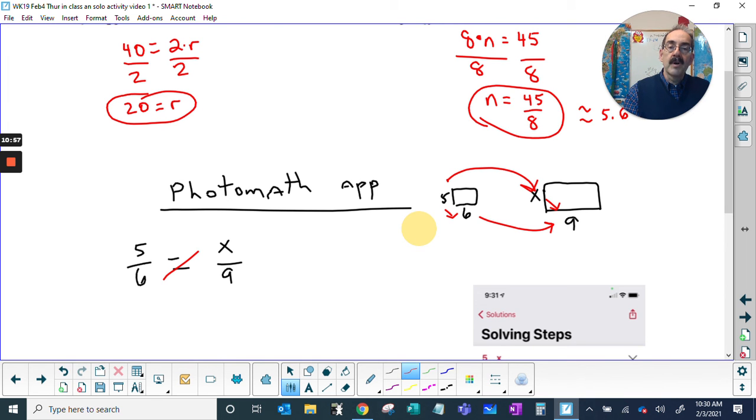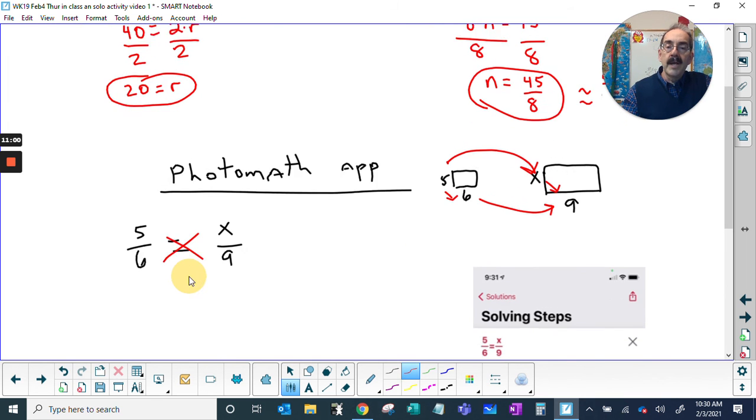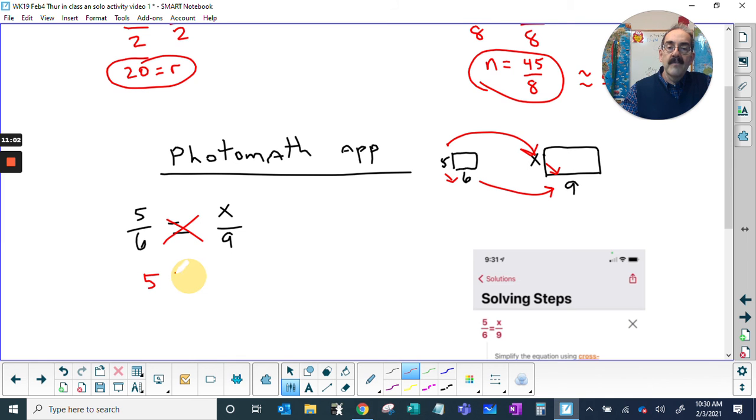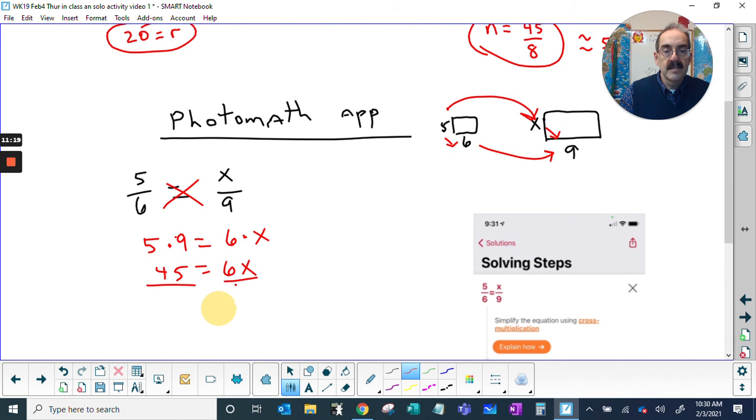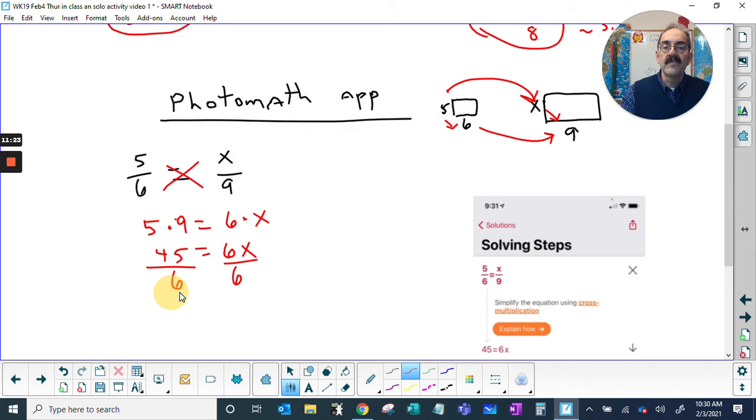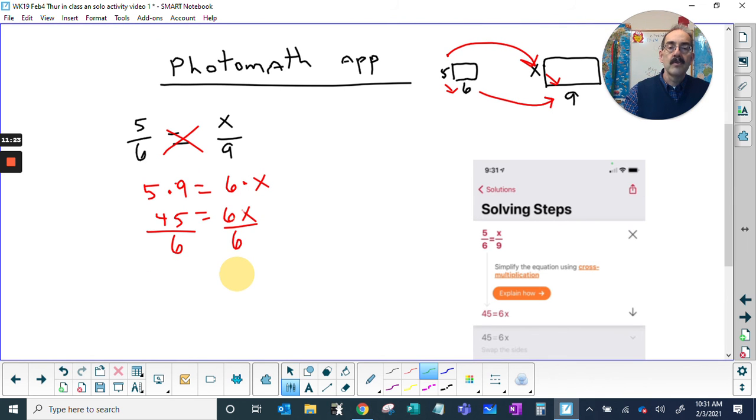If we cross multiply, we're going to get 5 times the 9 is equal to 6 times the x. Well, 5 times 9 is 45. 6 times x is 6x. What's the opposite of multiply? Divide. If we divide, lo and behold, x is equal to 45/6.